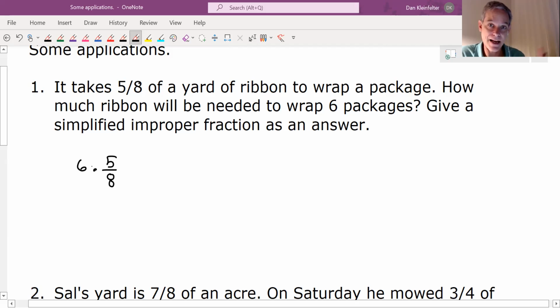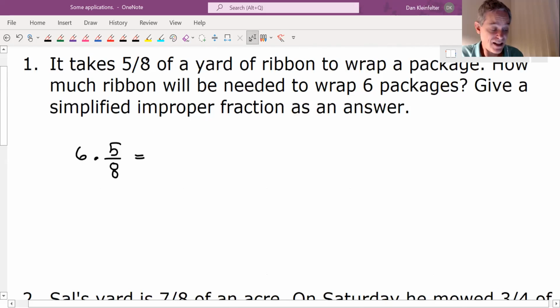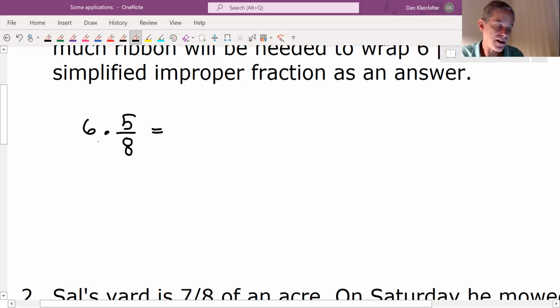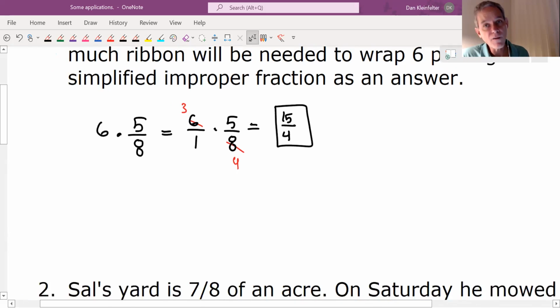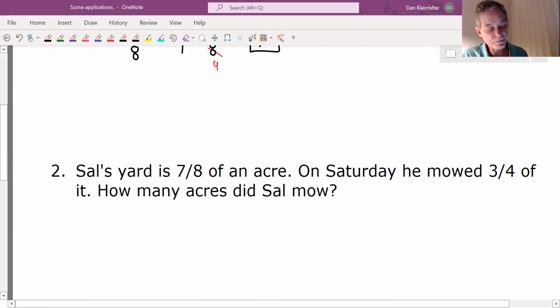Okay, so we're basically adding up 5/8 over and over again. And so we're doing it 6 times. That's 6 times 5/8. All right, so 6 times 5/8. Remember, 6 can be viewed as 6 over 1, if that helps you. And so writing it this way, we'll have 6 times 5/8. The 6 and the 8 have a common factor of 2, which we'll remove. 6 divided by 2 is 3, and 8 divided by 2 is 4. Multiplying across, 3 times 5 is 15, and 1 times 4 is 4. So 15/4 will be our simplified improper fraction.